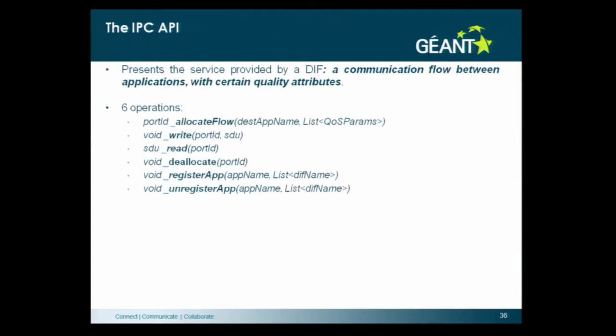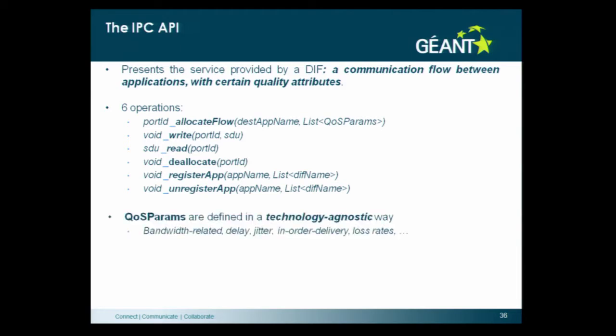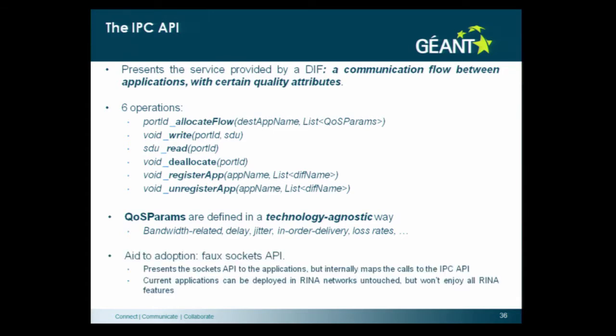The IPC API has 6 operations: allocating the flow, writing packets, reading packets, deallocating the flow, and registering applications from a layer above or a layer below. And an important thing is that it has QoS parameters that you can give through, and this is defined in a technology agnostic way. Not completely done, so this is research which we are still doing on how you can define all these QoS parameters, so probably it will not be a fixed list, you could add to them. And also to aid adoption, we have something called a faux sockets API, where you just map what is currently available in Linux, which is socket programming, towards this RINA library.